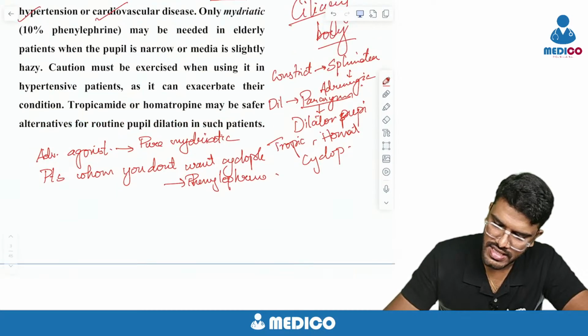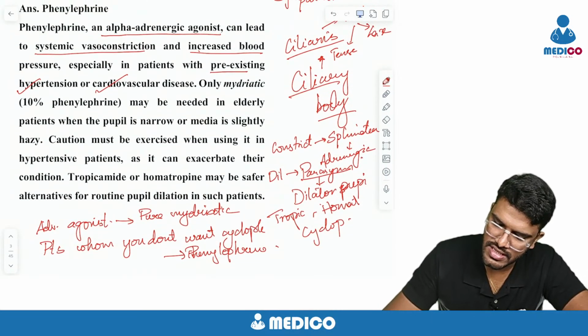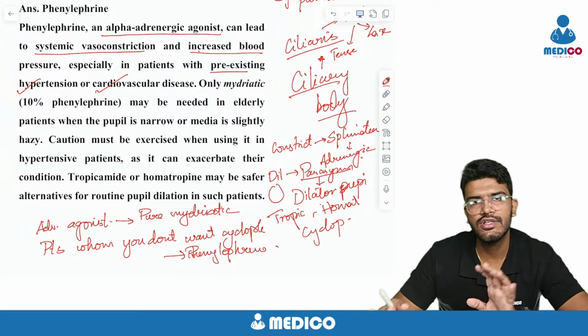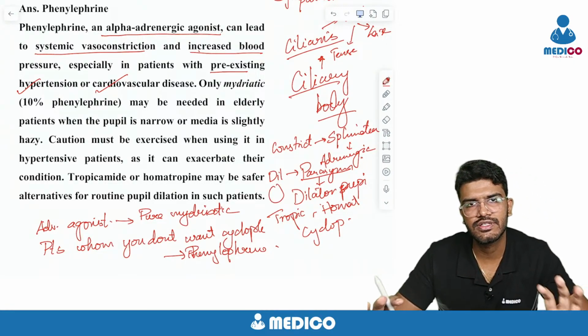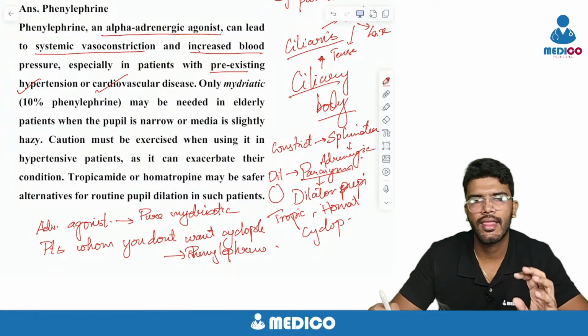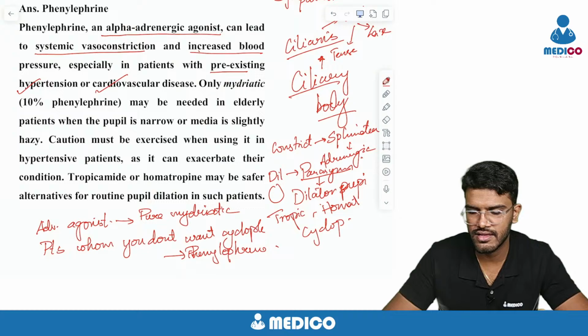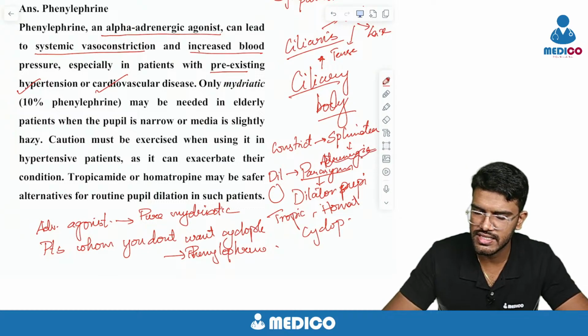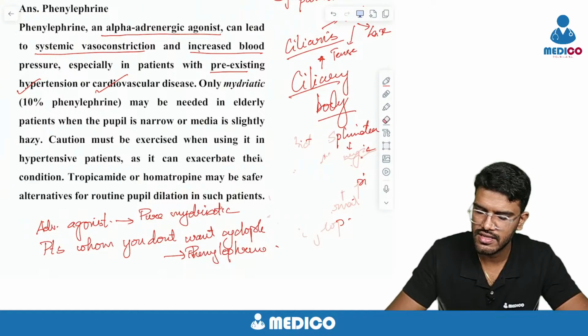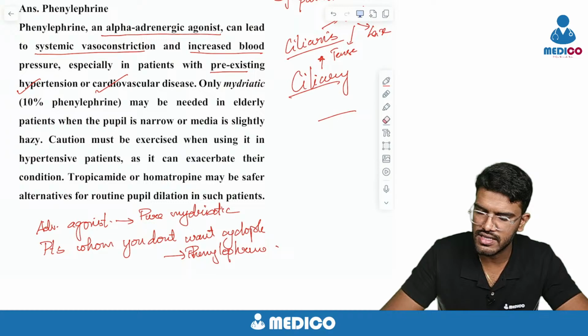Whereas this also acts on the dilator pupillae and causes dilatation of the pupil. Because they both share the muscarinic receptors, which both the ciliaris and the sphincter pupillae have... Constriction is by the sphincter pupillae. My mistake. Sorry for the confusion. I'll just go over this again.